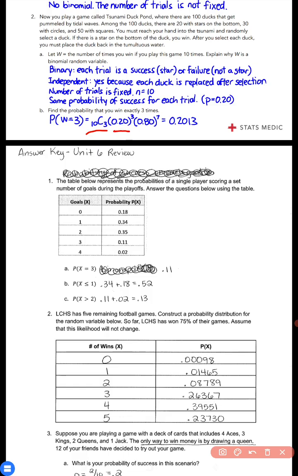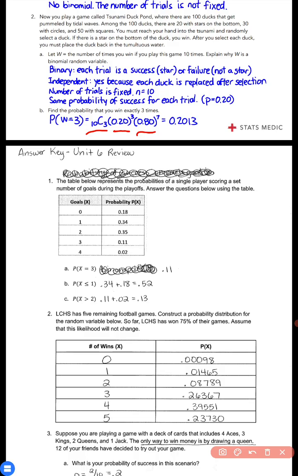Then we're going to multiply that by 0.2 to the 3rd power. Why is that? Because 0.2 is the probability that I win, and I want that to happen 3 times. Then we're going to multiply that by 0.8 to the 7th power. Why? Well, if the probability that I win is 0.20, the probability that I lose is 0.80, and I'm expecting to lose 7 times. When I type that whole thing in my calculator, I get 0.2013. Okay? What does that mean? The probability that I reach into this duck pond 10 times and I win exactly 3 of those times is just over 20%.